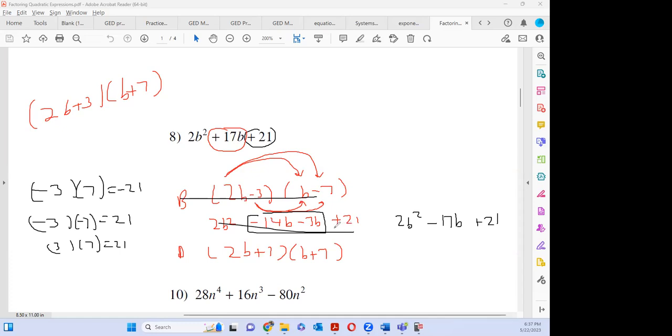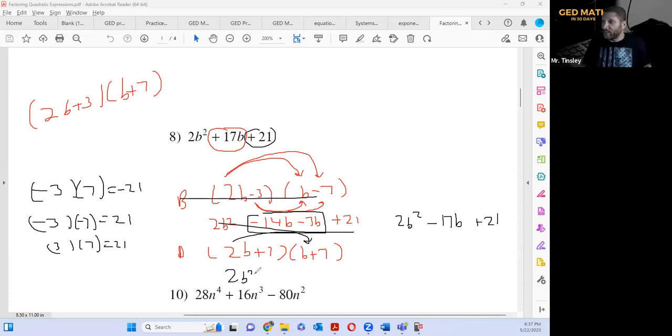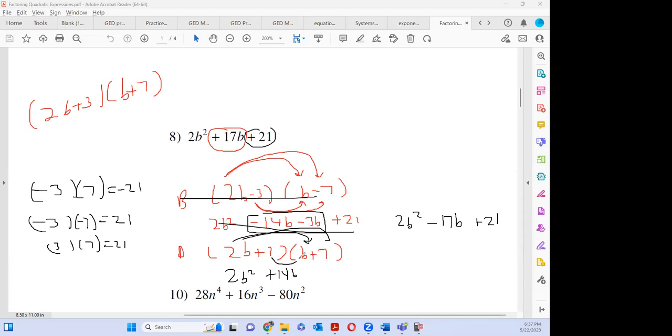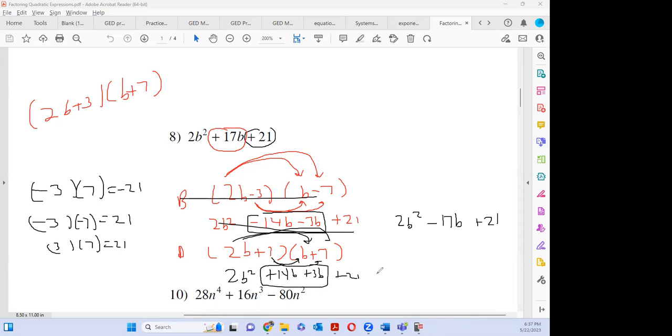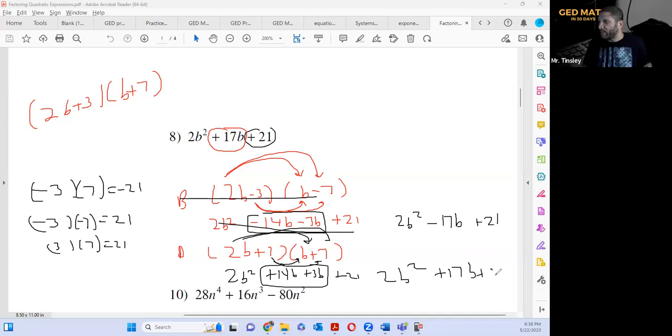But if you know how to multiply binomials, you don't even have to solve all that algebraically. You work backwards and do the problem. 2B times B is 2B squared. 2B times 7 is plus 14B. 3 times B is plus 3B. Plus 3 times 7 is positive 21. Combine like terms: 2B squared plus 17B plus 21. Ding, ding, ding.